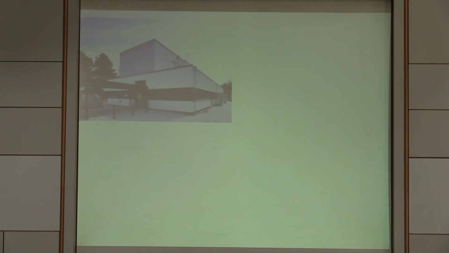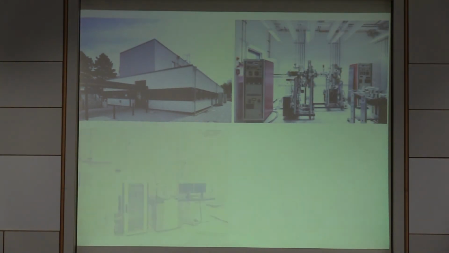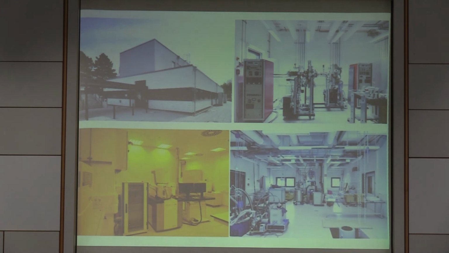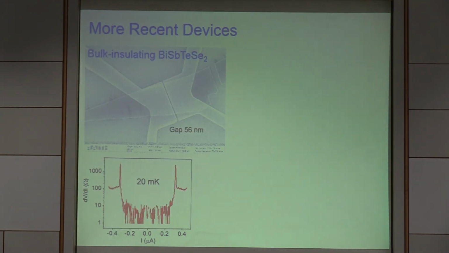So in Cologne, the university was kind enough to build a building, and in here we have our MBE room, the clean room, and the measurement room. So we are now able to do the synthesis, fabrication, and measurement, the complete cycle. And we have been, for example, making Josephson junctions based on topological insulators. And we are also using bulk insulating topological insulator samples to find better evidence for the topological nature.